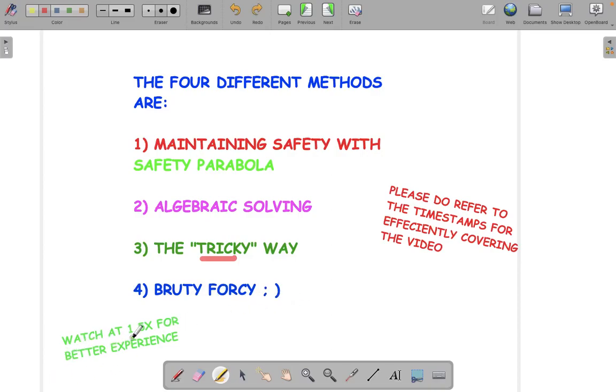So definitely watch it at 1.5x for a better experience, and please do refer to the timestamps for efficiently covering the video. And I expect that this video would get a little bit lengthy because इसमें we will cover many different topics of kinematics which are not generally discussed, but here we are going to discuss and address it for this problem. So चलिए, let us proceed.